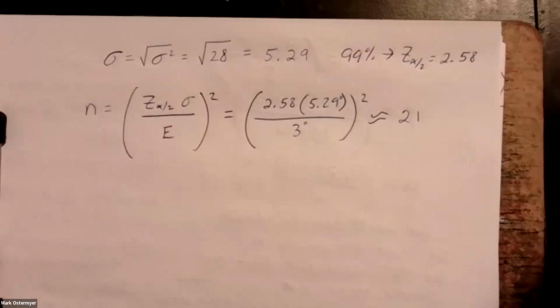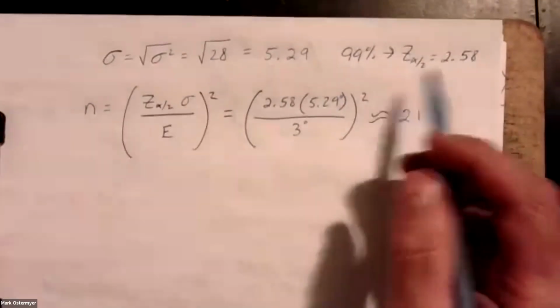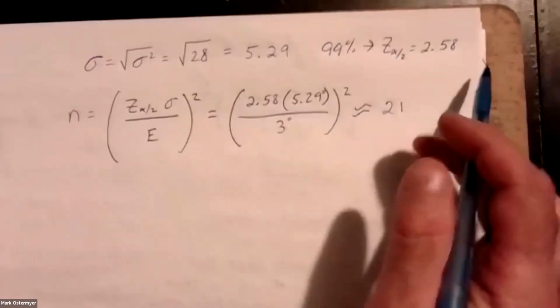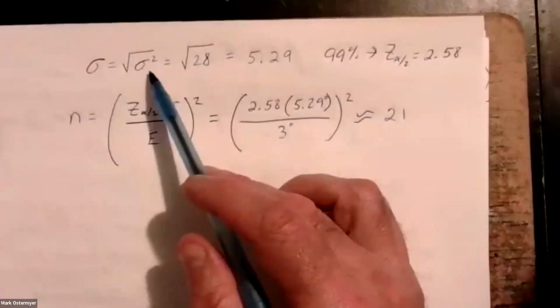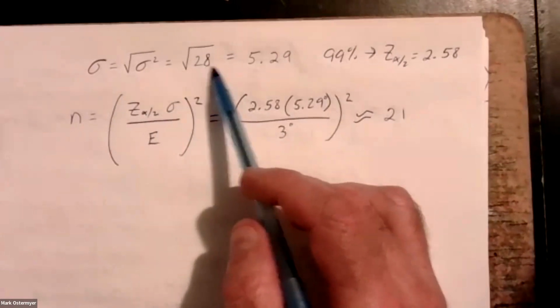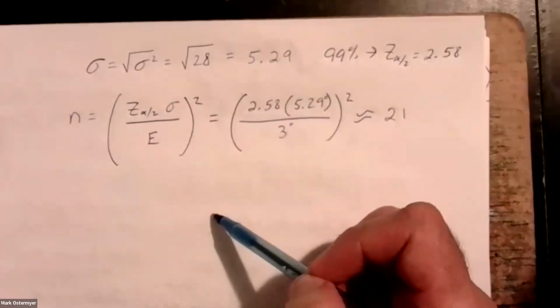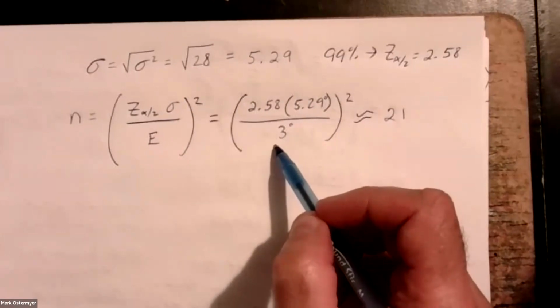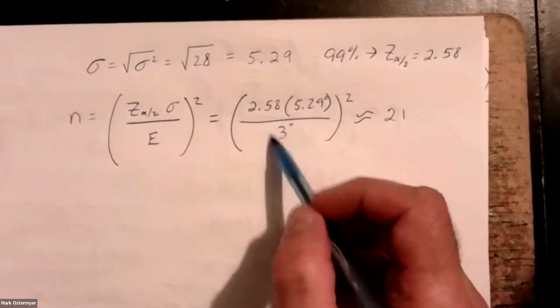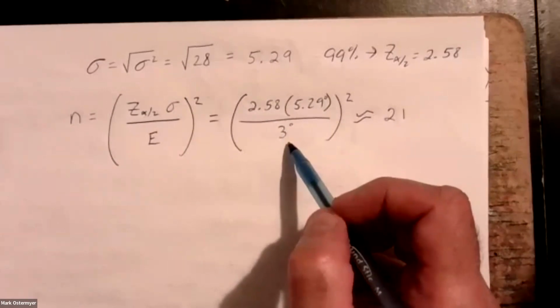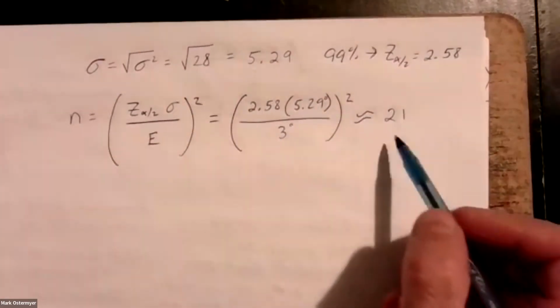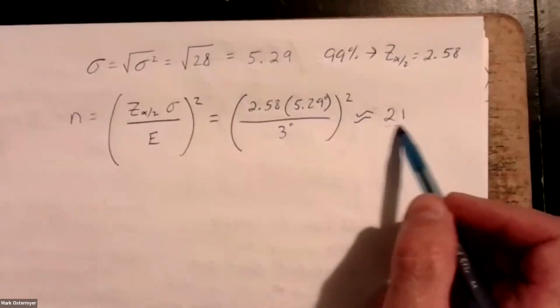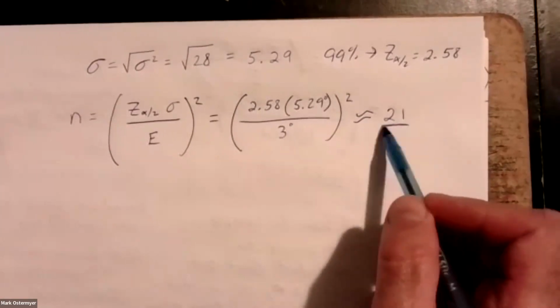Okay, so we want to build a 99% sample size problem here, so our critical Z value would be 2.58. Standard deviation is the square root of the variance of 28, which is about 5.29. Allowable margin of error between the sample mean and unknown population mean temperature of the lake is 3 degrees. Put things in, crank it out, and therefore we get a sample size of at least 21.